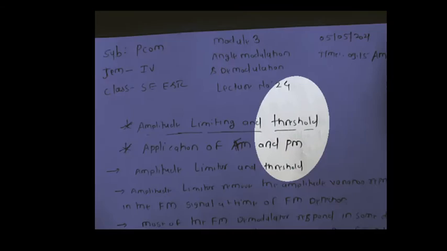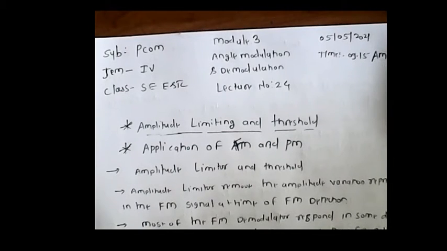First we take a review of lecture number 23. In lecture number 23 we saw two types of demodulator circuit. The first is a ratio detector and the second is an FM demodulator using a phase lock loop. In both, we overcome the drawbacks of the balanced slope detector and the Foster-Seeley discriminator circuit. Today we will discuss amplitude limiting and the application of FM and PM, frequency modulation and phase modulation.